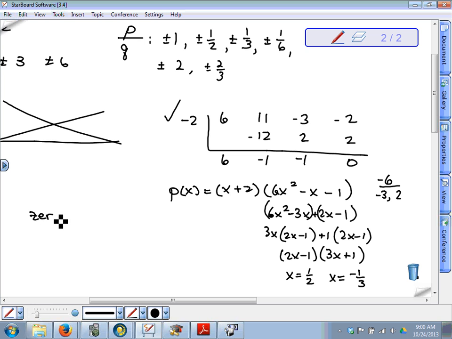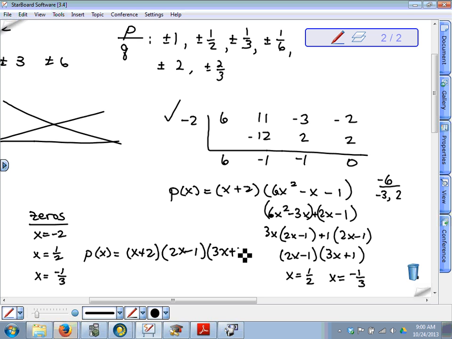So the zeros, please remember to do this so I don't have to search all over your paper. List the zeros. X equals -2. X equals 1/2. And x equals -1/3. Now also factor your polynomial into x plus 2, 2x minus 1, and 3x plus 1.